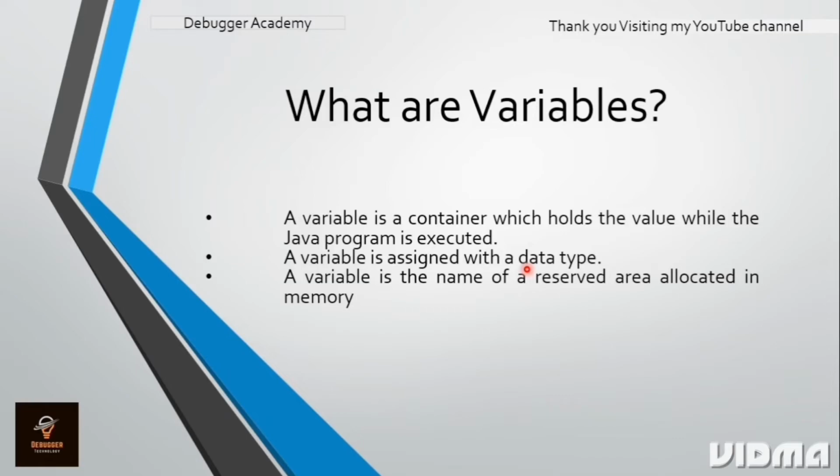First let us see the theoretical part on variables. A variable is the name of a reserved area allocated in the memory. Whenever I declare any variable, space is reserved in the memory with that specific variable name that we have declared.